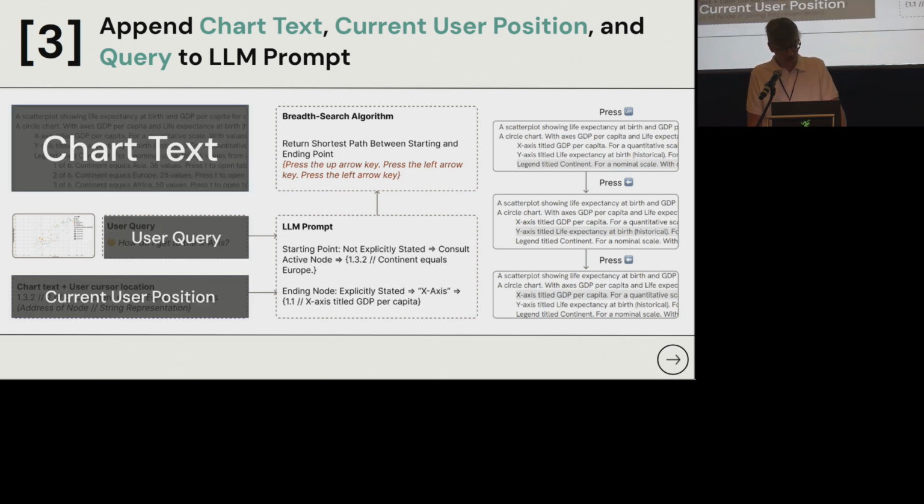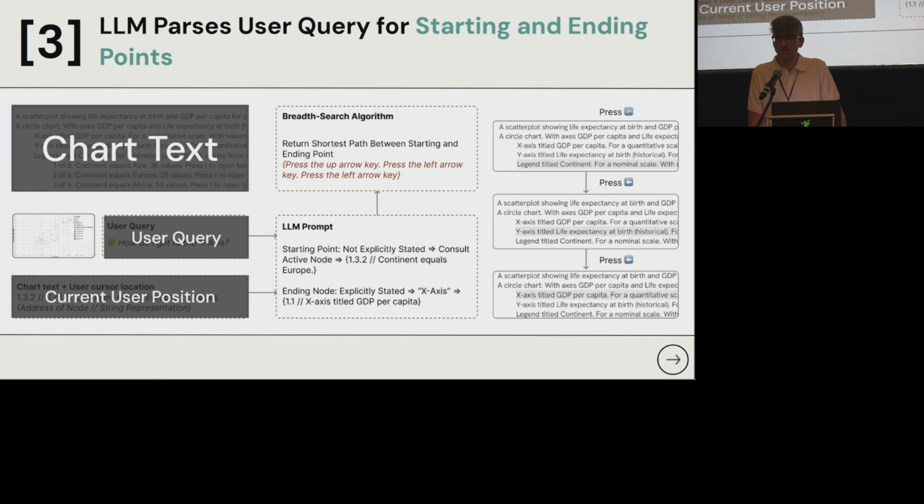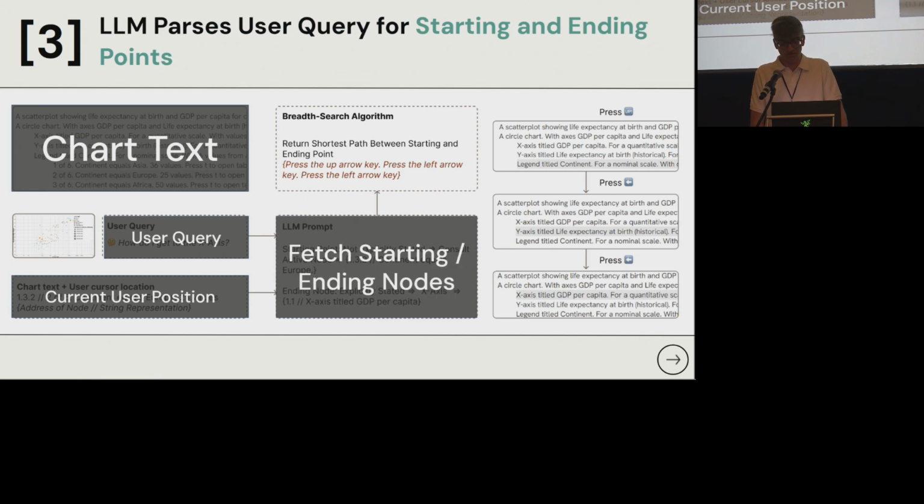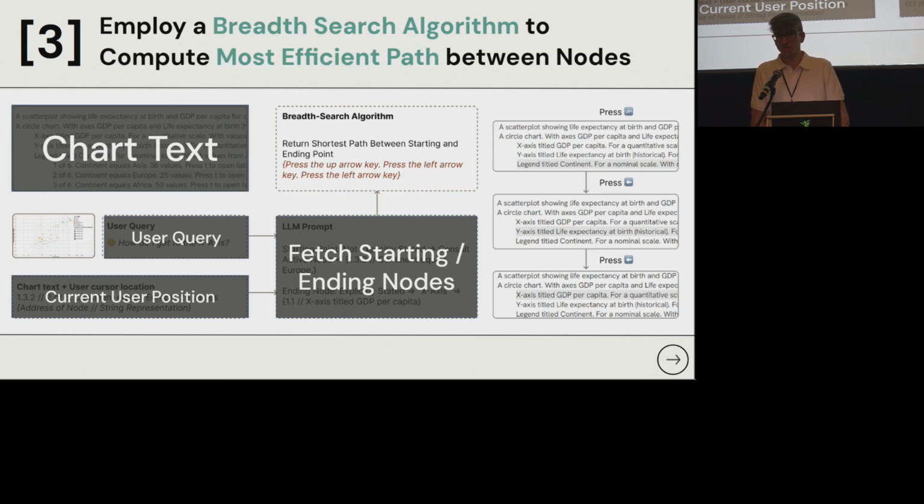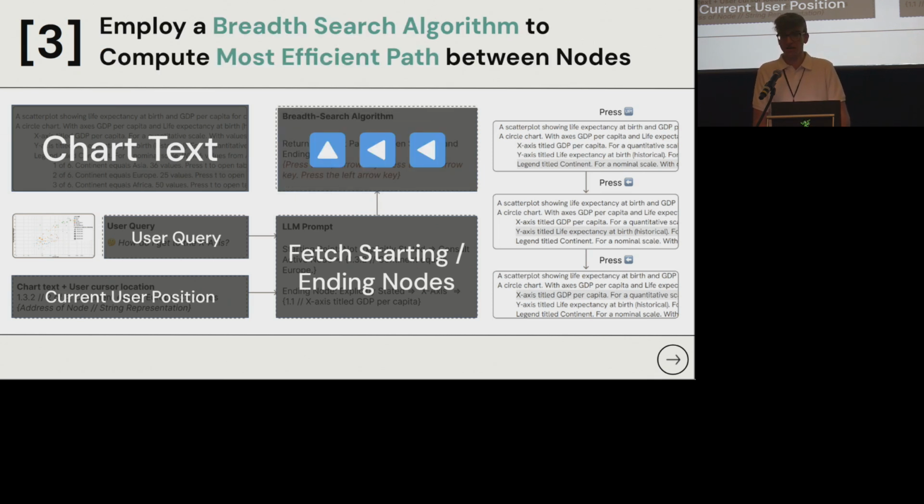We feed the user question along with the chart text and the user's current position, that being Europe, into our LLM prompt. The goal of the prompt and GPT-4 is to then fetch both the starting and ending nodes. In the case of this question, where the starting node is not specified, we assume that it is the user's active position. We then employ a breadth-first search algorithm to get the shortest path, and this is then relayed to the user, who has the autonomy to execute the instructions themselves.